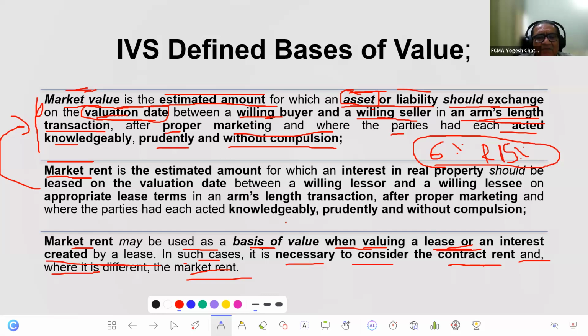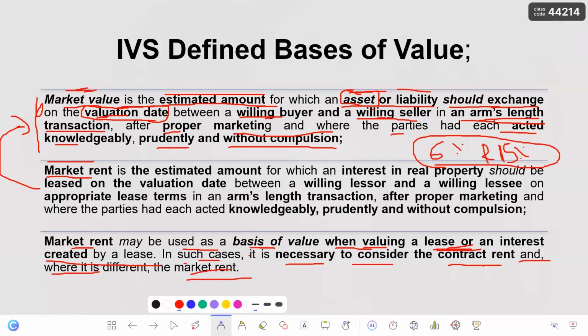Basis, or bases, or a standard of value, all these words are used interchangeably. But the ICAS standard is using the word basis, and IVS, they use the word basis. So that can be used interchangeably. That is same, sir. Meaning is same.